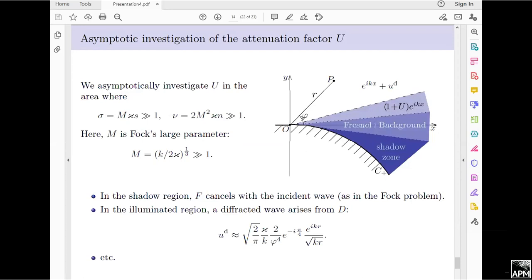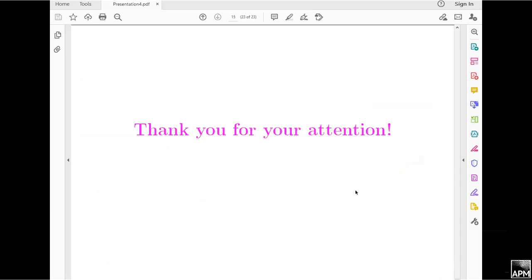And what do we get? We have an incident wave and a scattered diffracted wave from the singular point. And it has such a behavior: when the angle becomes small, it becomes infinite. Here arises a boundary layer. And there are several boundary layers, similarly to Fock, but far from being the same. Here the incident wave and the diffracted wave combine. There is what Fock called the Fresnel field and background, and the shadow zone. So we have more or less investigated this solution. So thank you for your attention.